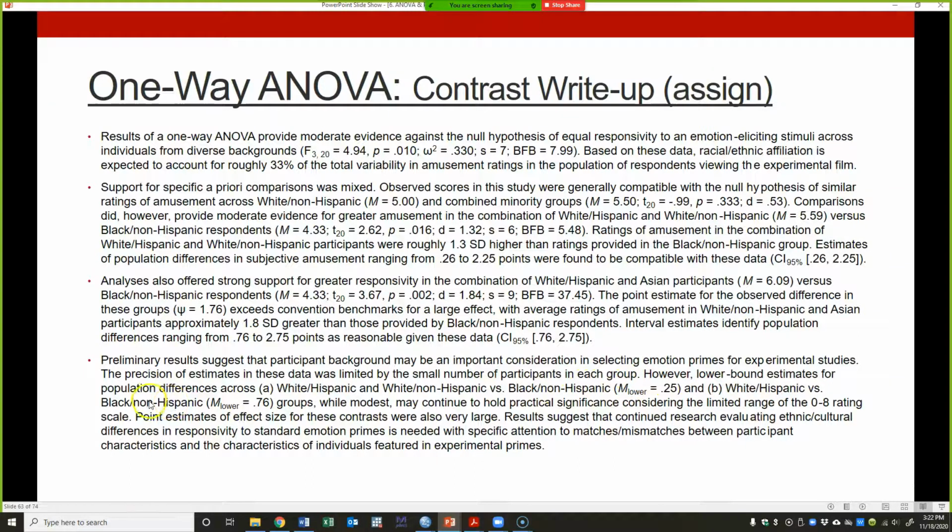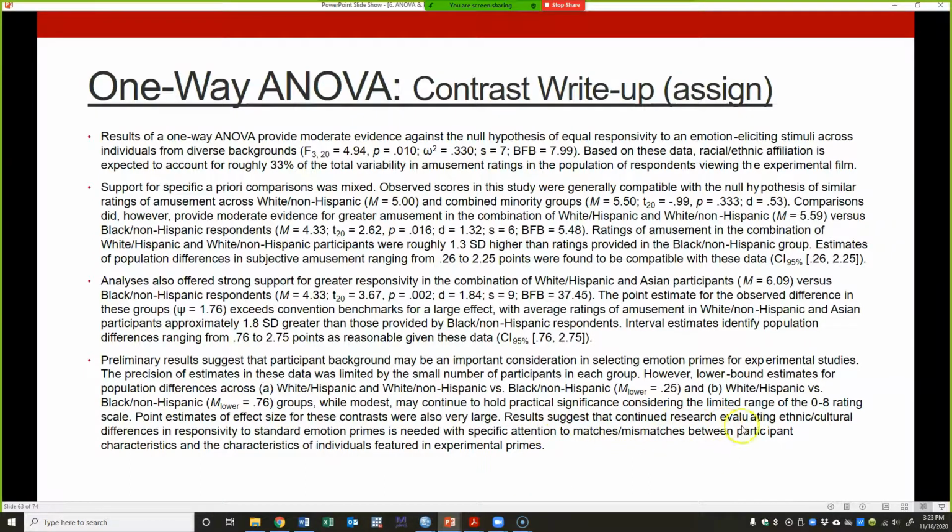However, lower bound estimates for population differences across white Hispanic and white non-Hispanic versus black non-Hispanic and white Hispanic versus black non-Hispanic groups, while modest, may continue to hold significance considering that we're working with a limited scale. So what I'm saying is, hey, these lower bounds still may be something worth thinking about. Point estimates of the effect size were also very large.